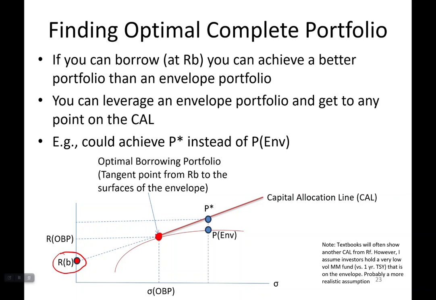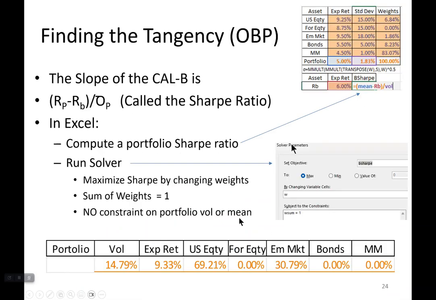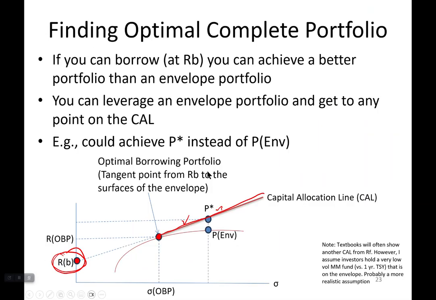All right, so how are we going to do this? We need to first find this tangency given some borrowing rate, and then draw the capital allocation line, and then in future topics find points on this curve. So let's go ahead and do that. Let's go ahead and calculate, find this point. Just to give you an idea how I'm going to do that.